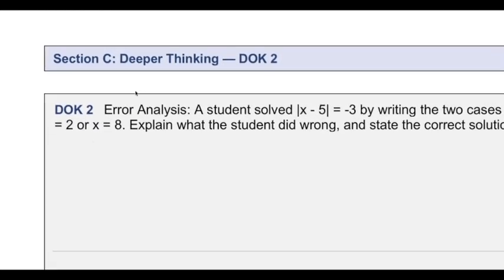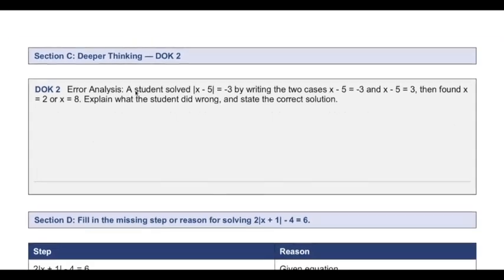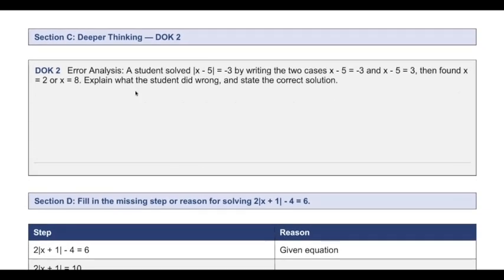Let's go next one. DOK level 2. Error analysis. The student solved x minus 5 equals negative 3 by writing the 2 cases, and then found x is equal to that and that. Explain what the student did wrong. Well, from the very start, absolute value is never negative. It's a distance, so it can't be negative. So you cannot split here. If you get to this point and it's negative, it's not possible.